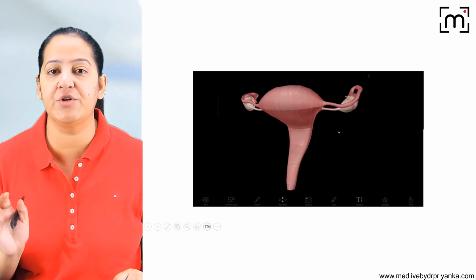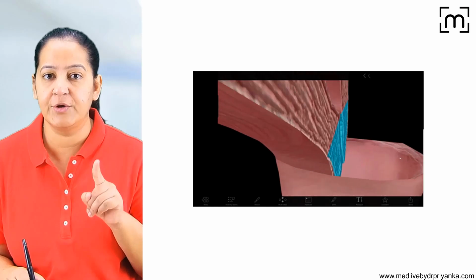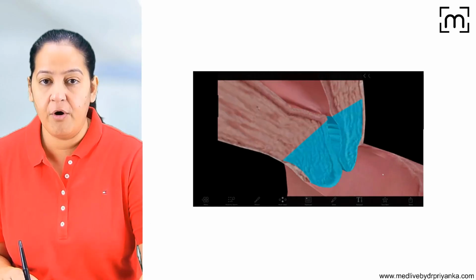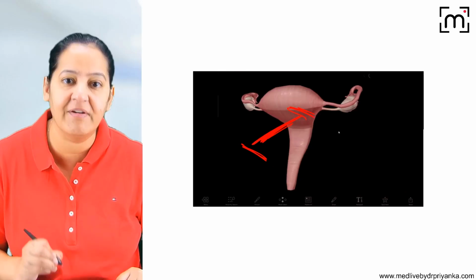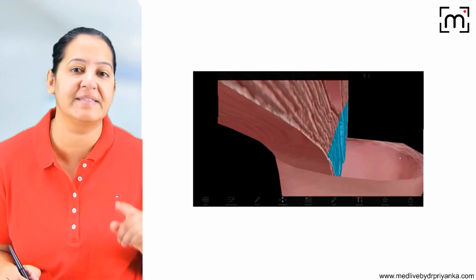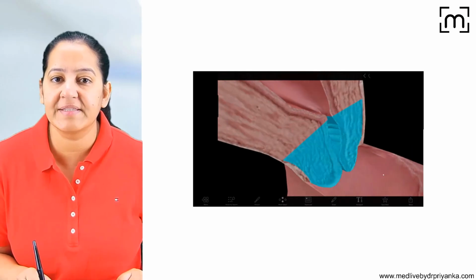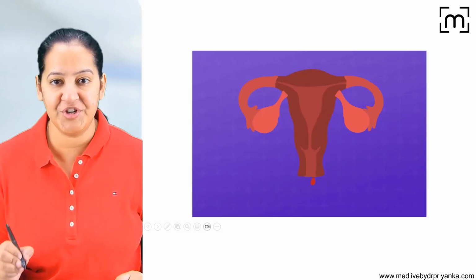I would like to show you a video also. Have a look. Please appreciate the three layers. You can see this is the uterus. This is the endometrium, this is the perimetrium, and the thicker one, the middle one, is the myometrium. So please appreciate the thickness. The thickest layer is the myometrium. You can see that in this video also: this is endometrium, this is myometrium, this is perimetrium. I hope you appreciated the three layers.